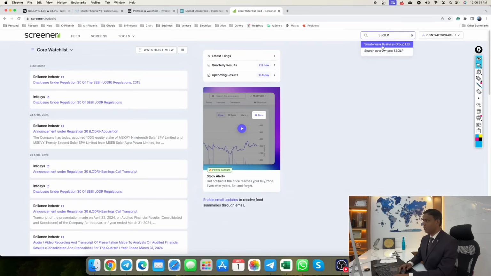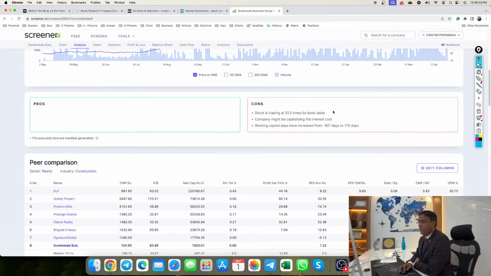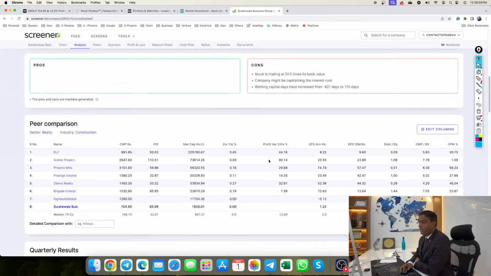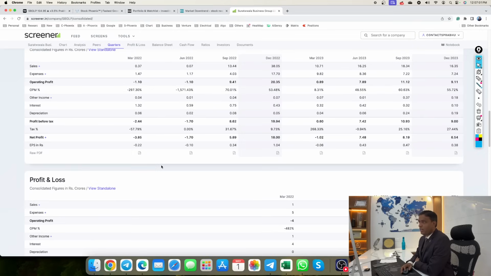And Satwala Business Group, commercial and residential real estate projects in Pune. Okay, and book value is 2 rupees. Stock is 105 rupees. Too high pricing. And even though the stock is going so up, EPS is very low, 1 rupee EPS. I said, right, it's too high. Price is 51 times book value. And if I look at the PE ratio, 85, quite high.